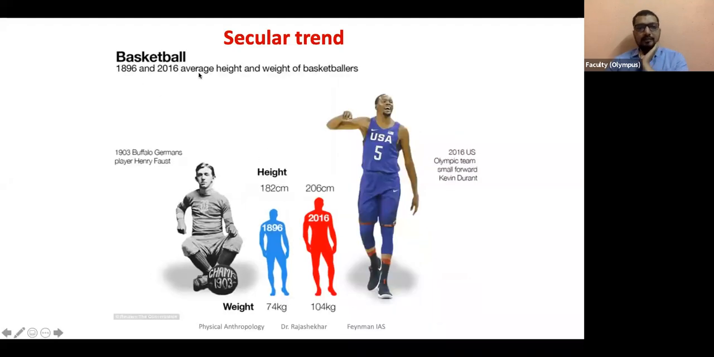And you keep seeing it in basketball, for example. In 1903, Buffalo Germans player called Henry Fast: his height was 182 centimeters, weight was 74 kgs. In 2016, US Olympic team forward player called Kevin Durant: 206 centimeters, 104 kg weight. 74 kg versus 104 kgs, 182 centimeters versus 206 centimeters. So knowledge plus training has resulted in people who are winning and performing in the games being definitely different in terms of their body proportions compared to how people used to be before. That is because of these aspects that we are learning.